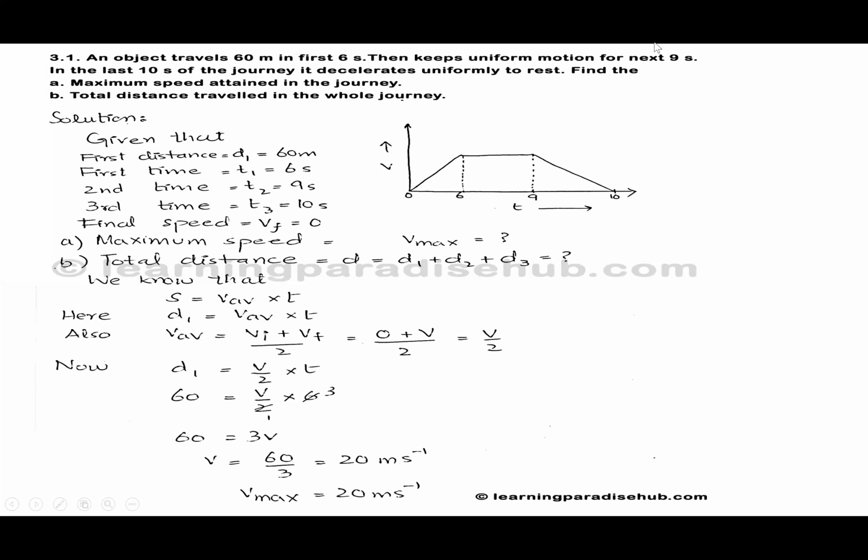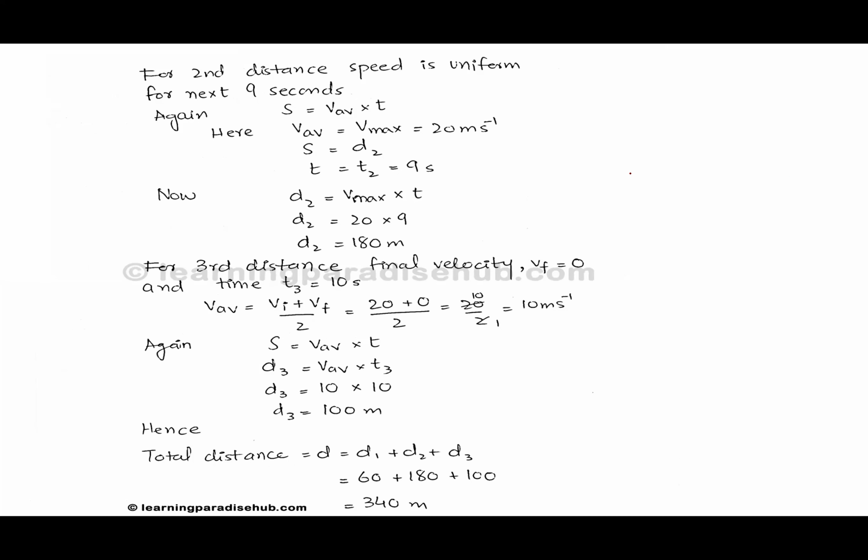Now look students, this is the first numerical. In this you will basically use the formula S is equal to V average into T. Second, average velocity will be calculated by using (Vi plus Vf) divided by 2. You can solve this numerical.